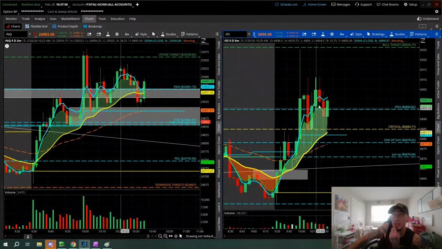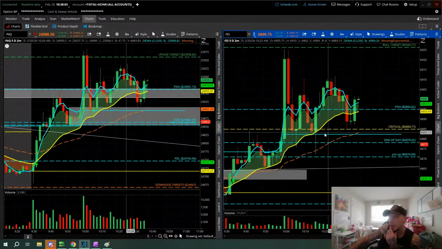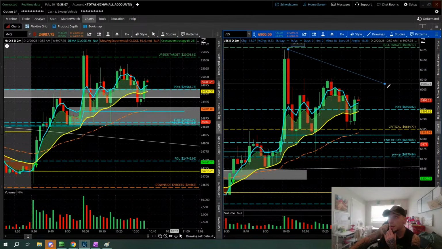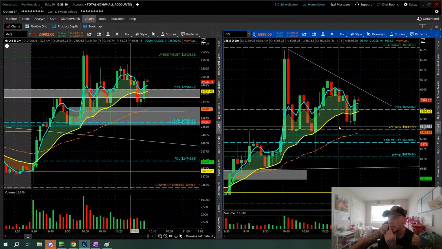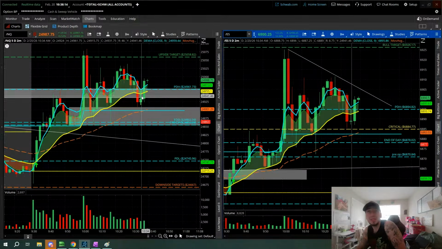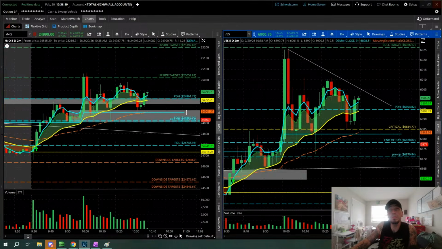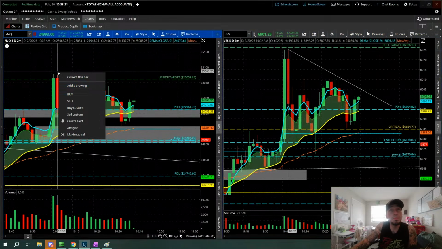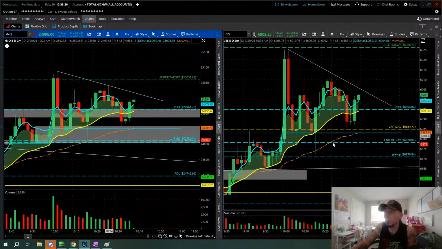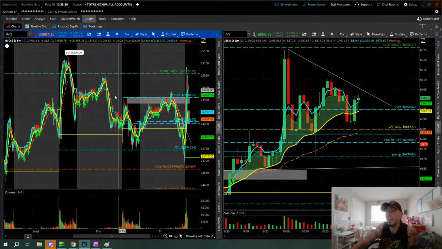Dude, look at ES right here. These things are ripping. All right, back above it. Let's see here what we get. Got ourselves a little bull flag. We bull flagging, baby.